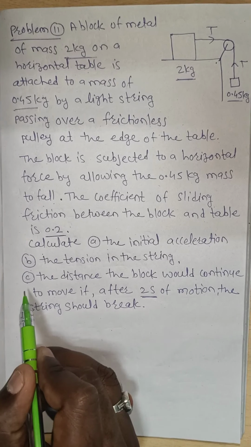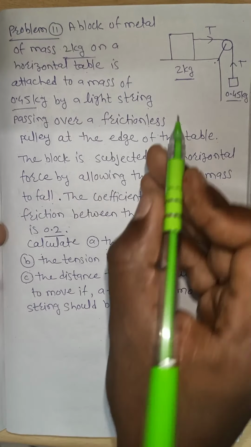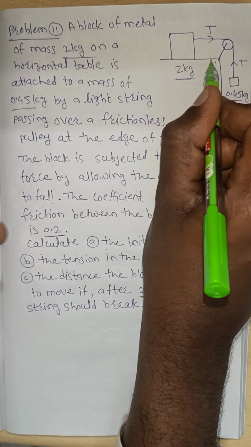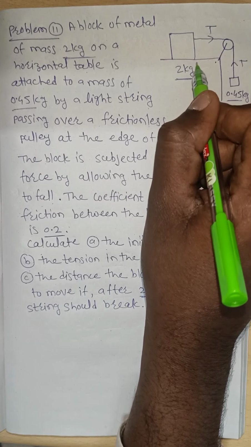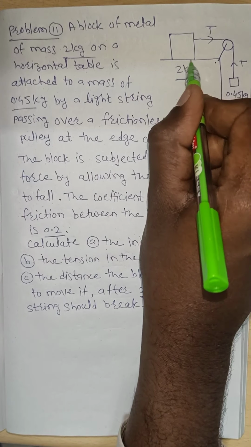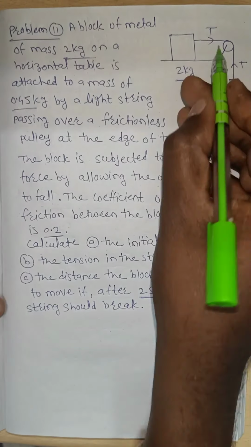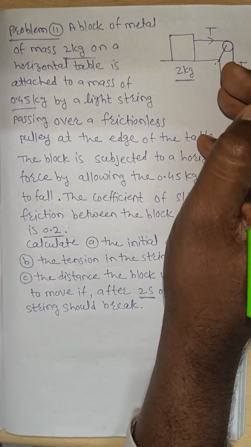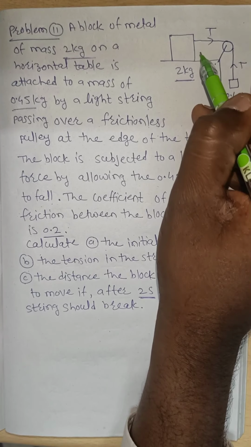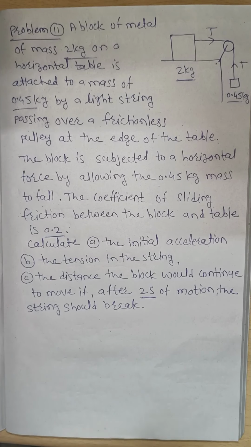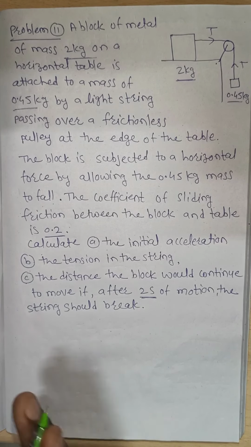Okay, and the third question, that is the C question, is that initially the block is here. When the block travels, after 2 minutes the string will break. After breaking the string, how much distance can the block travel after that? We have to find that distance. Okay, see one by one.